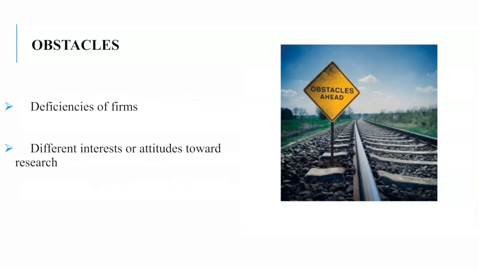Obstacles can prevent these partnerships from occurring. Evaluating obstacles can help determine if the relationship will be beneficial to both parties. These obstacles include deficiencies of firms as well as different interests and attitudes towards research. If the interests and attitudes towards the research of both parties cannot be aligned, it will not be a productive and effective partnership.